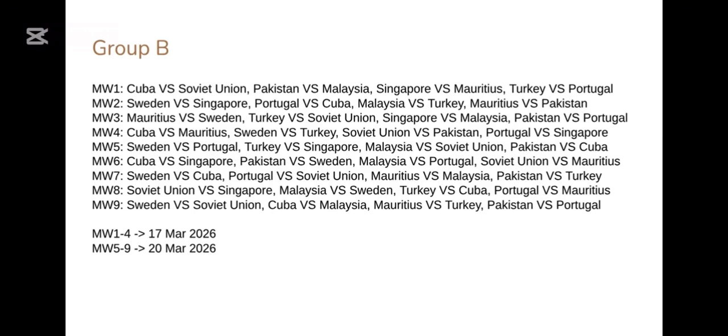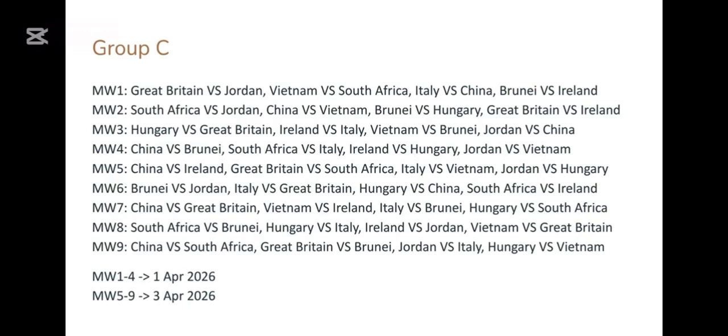And yeah, at the bottom there, I forgot to say, there's the dates that these will happen. So for match week 1 to 4 of Group B, it's going to happen on 17 March 2026. And for match week 5 to 9, yeah, you'll just read that.